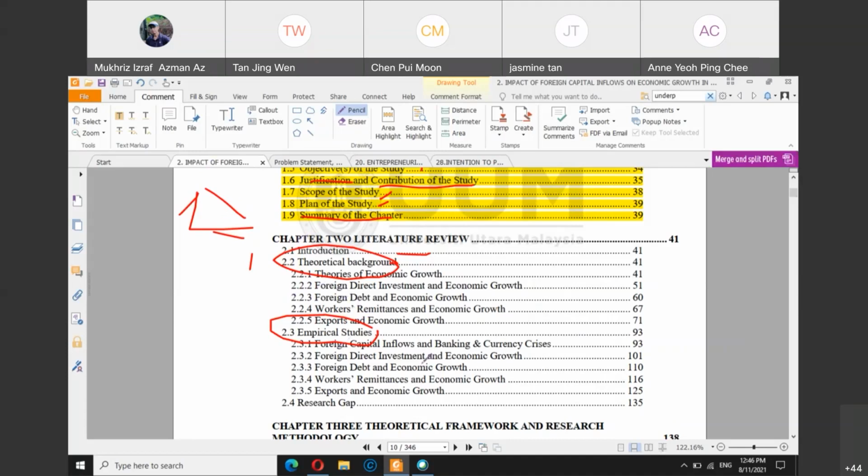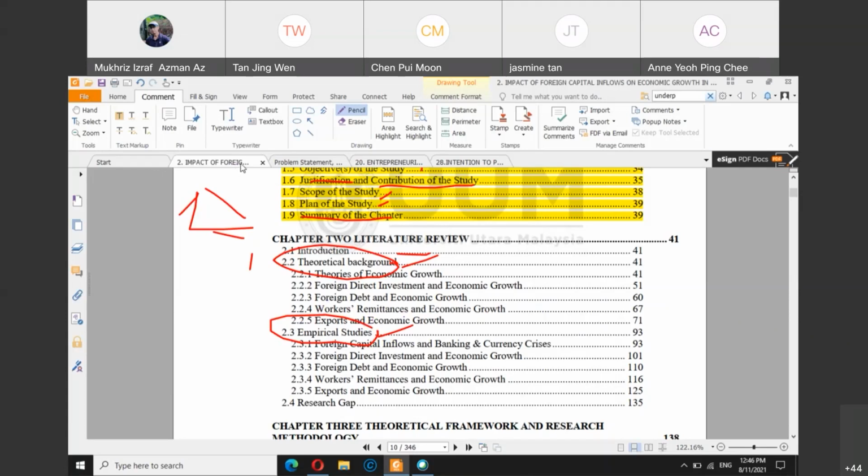So whatever it is, you need to have two components in your literature review. One is the theoretical discussion. Second part is the empirical study. What is an empirical study? Basically, it's a collection, a summary of articles that are related or relevant to the issue that you are discussing.